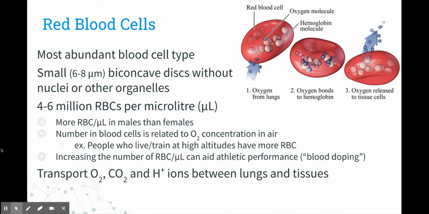We also know that there are athletes who choose to do blood doping, where they have a blood transfusion to try and add extra red blood cells to make their body more efficient during high cardiac activity athletic endeavors. And as we mentioned, the red blood cells are primarily functioning in the transportation of oxygen, but they do also carry carbon dioxide and hydrogen ions between the lungs and the tissues.